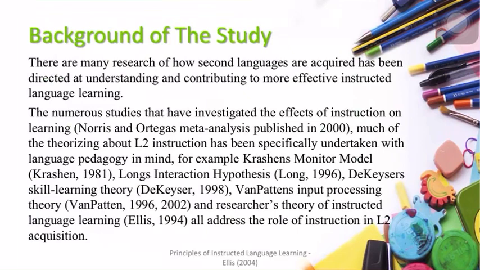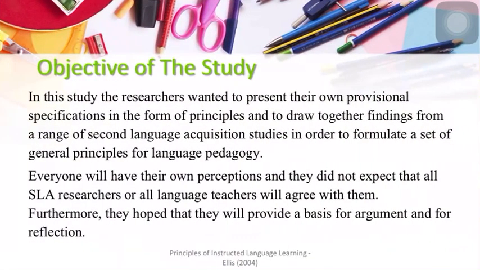For example, Krashen's monitor model, Long's interaction hypothesis, DeKeyser's skill learning theory, VanPatten's input processing theory, and then the last one, the researchers' own theory of instructed language learning, all address the role of instruction in L2 acquisition. And then the objective of the study.